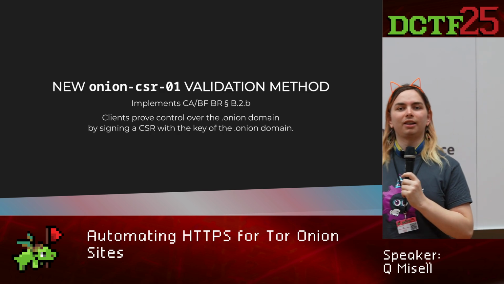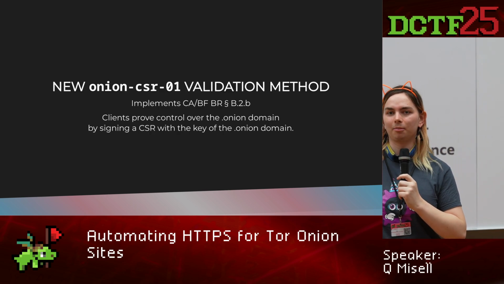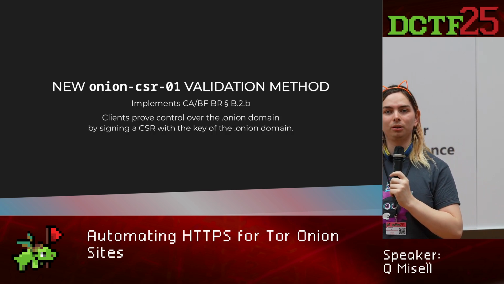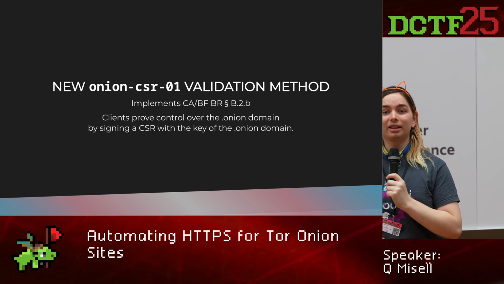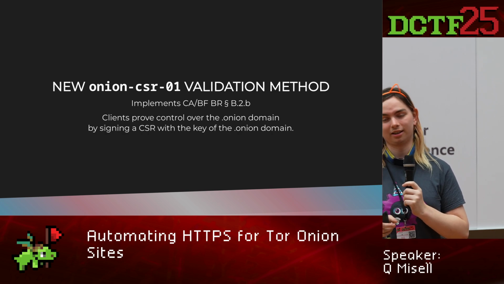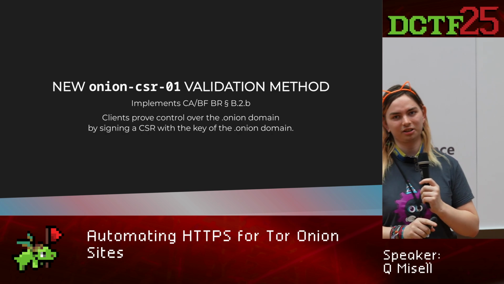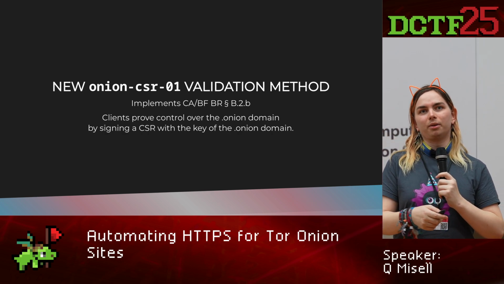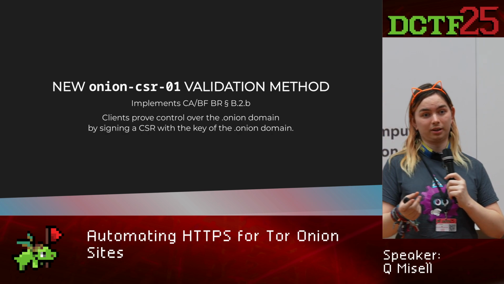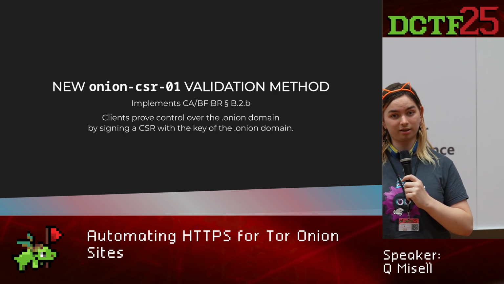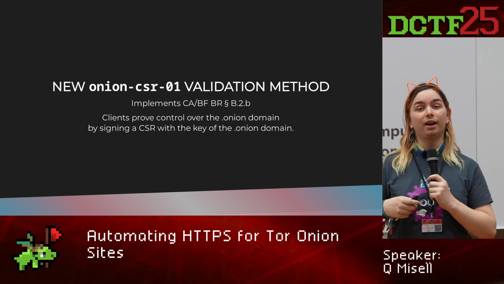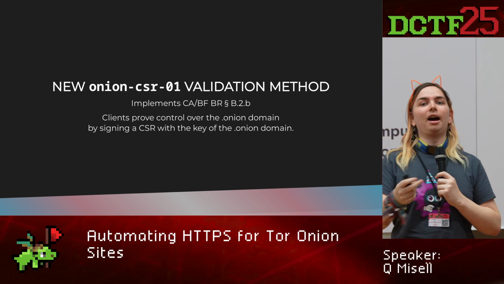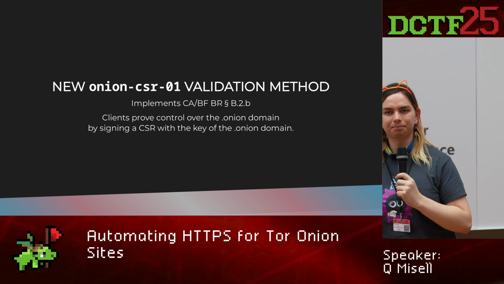Then, this different validation method that I said I'd come on to. This is a clever one, because clients prove control over the Onion domain by signing a certificate signing request, try saying that 5 times fast, with the key of the Onion domain. Because, as I mentioned, Onion domains are just public keys. So if you can sign something using the private key that corresponds to that, like a nonce, for example, then you can prove that you actually do control that public key, and therefore you control the domain.